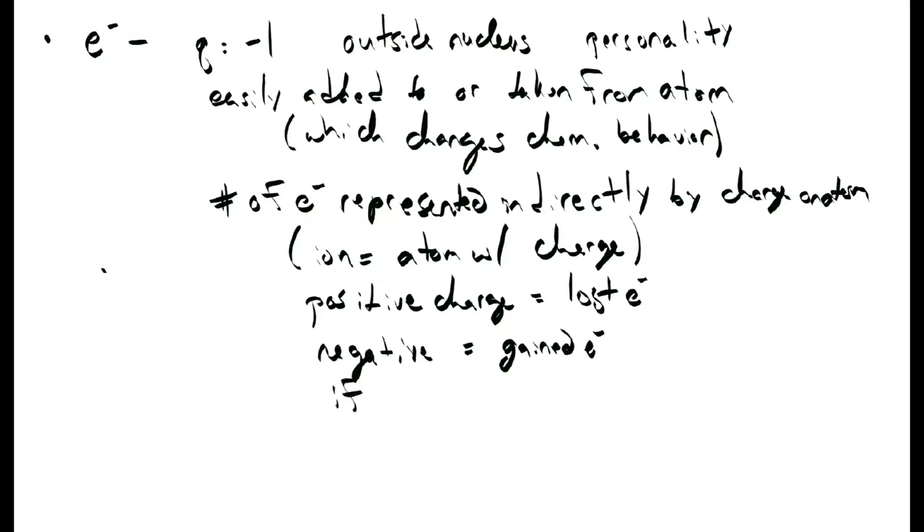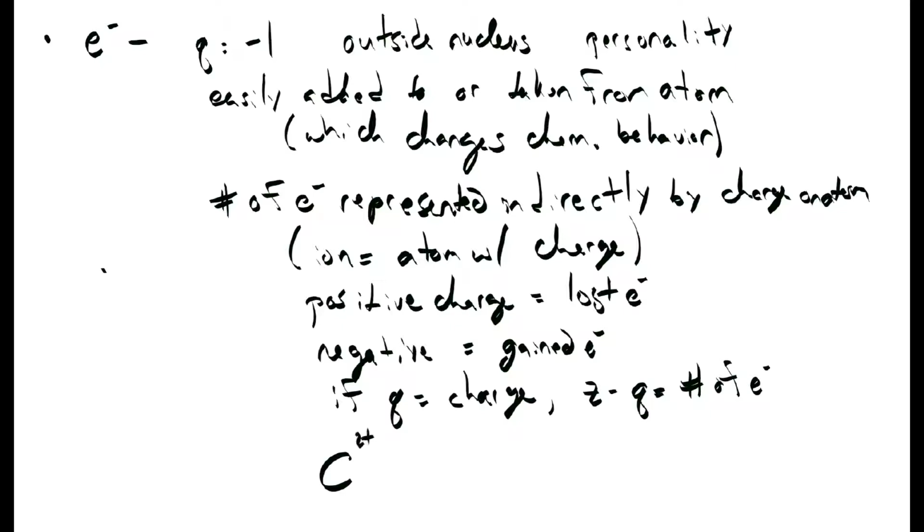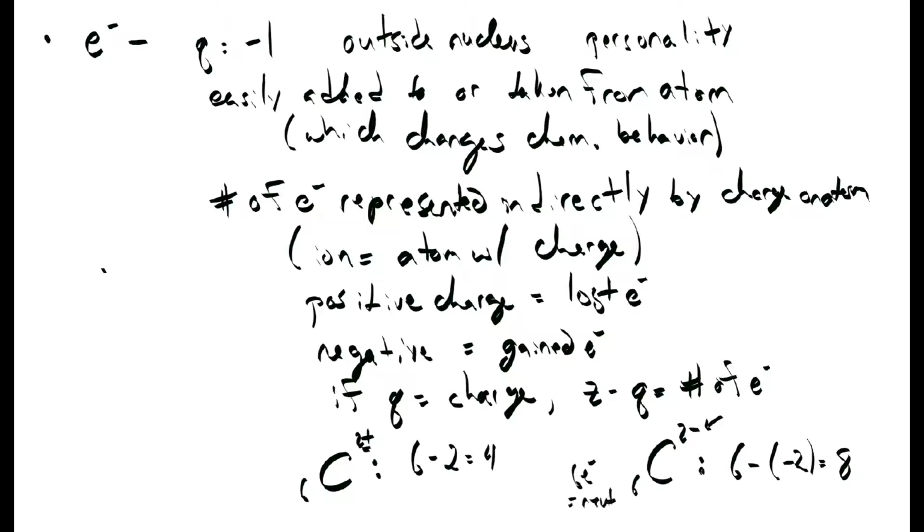So, if Q is your charge, then Z minus Q is the number of electrons. Let's look at, say, carbon with a 2+ charge and carbon with a 2- charge. Carbon has 6 protons, so Z is 6. So 6 minus 2 equals 4. It's lost 2 electrons, leaving it with a positive 2 charge. On the other hand, 6 minus negative 2 equals 8. So it has a total of 8 electrons. It has gained 2 electrons to give it the negative 2 charge. For a neutral atom, it starts with 6 electrons: 6 electrons, 6 protons would give it a charge of 0.